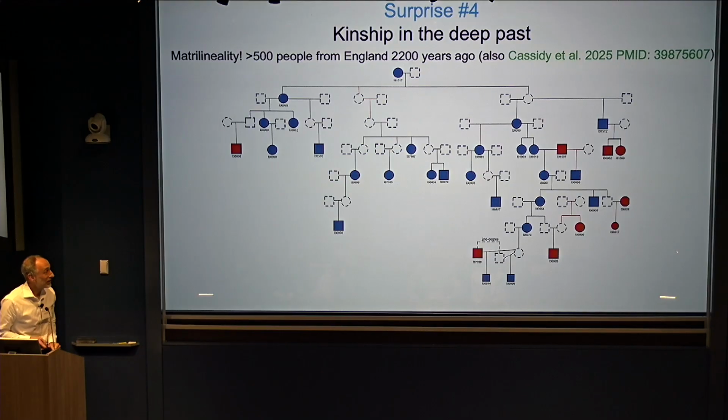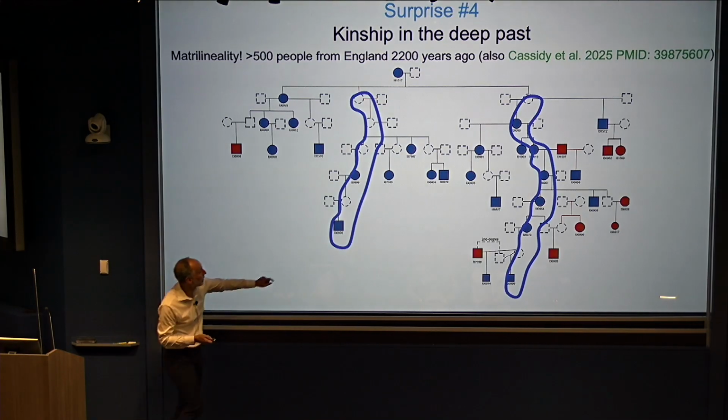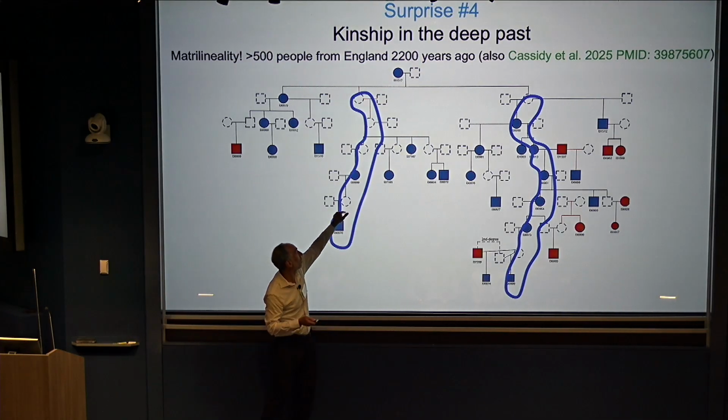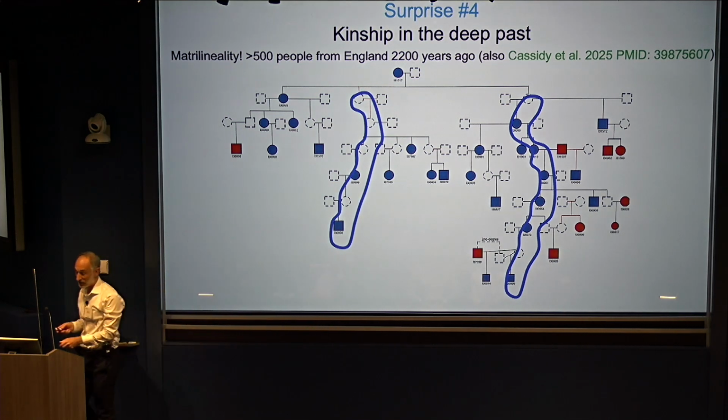Finally, you also see matrilineal communities. This is a study that's not yet published, of 2,200 years ago in Yorkshire in northern England, and you see extreme matrilineality. This person's mom is mom is mom is mom, always going back into the past. And so you see this too in these tombs.